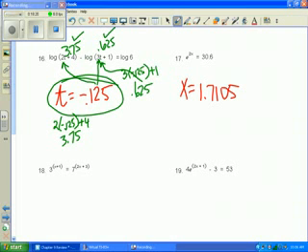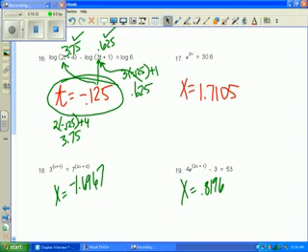All right, 18. The answer was -1.6967. Number 19, X is 0.8196.